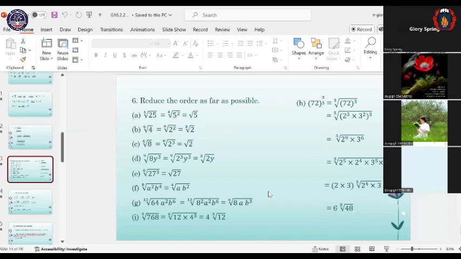Reduce the order of the standard form. Reduce 2x5. The solution is somewhere quoted like this: 2x5 equal to 2 into 1x5. As we are going to use the same thing, 2 into 1x5.